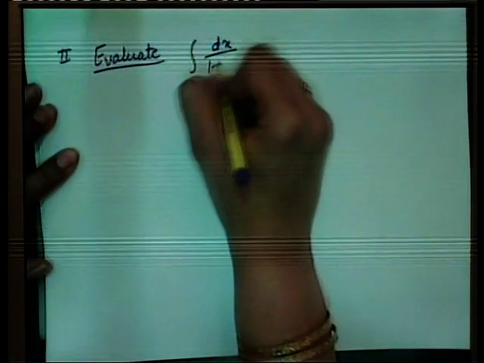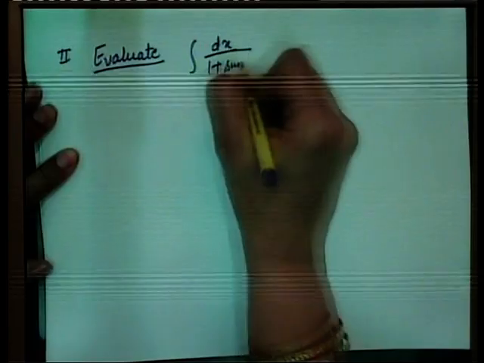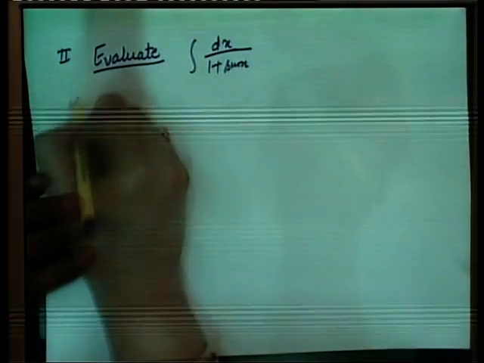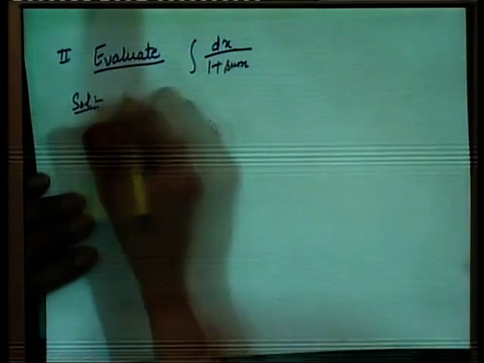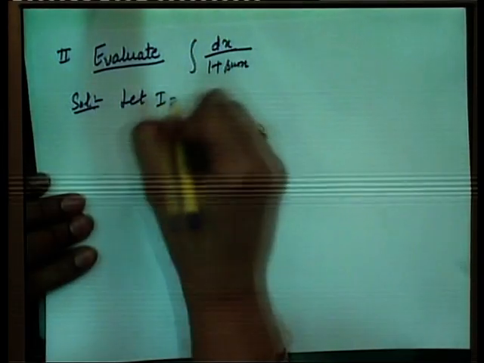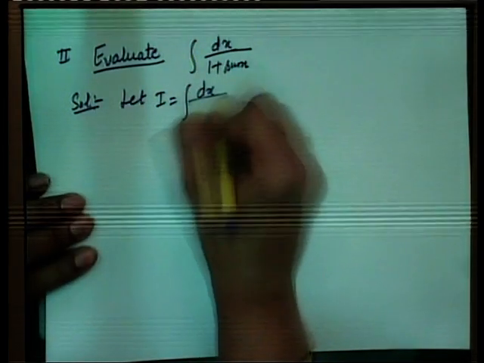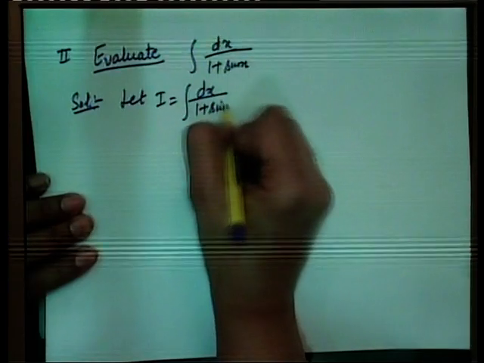Now, let us do the second question. Write down the statement of the second question. Evaluate the integral of 1 over 1 plus sin x. Solution: let I be equal to the integral dx over 1 plus sin x.